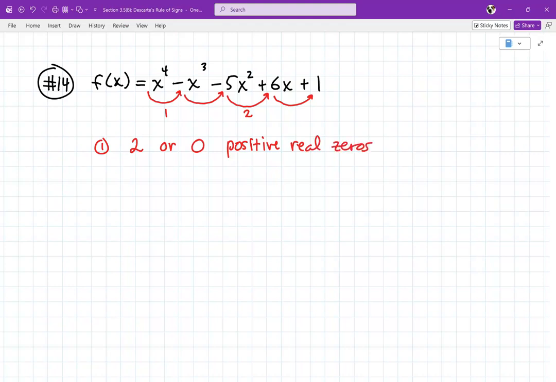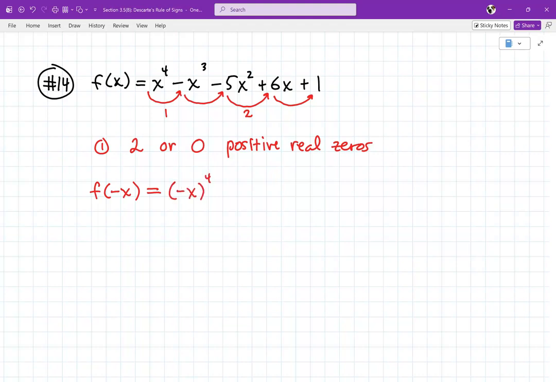Again, why 0? Because you're supposed to subtract whatever number you found by 2. Keep subtracting until you either get to 0 or once it becomes negative, you stop. Okay? So 2 or 0. Now let's find our negative ones. So f of negative x. So I'm going to plug in a negative x into my equation.